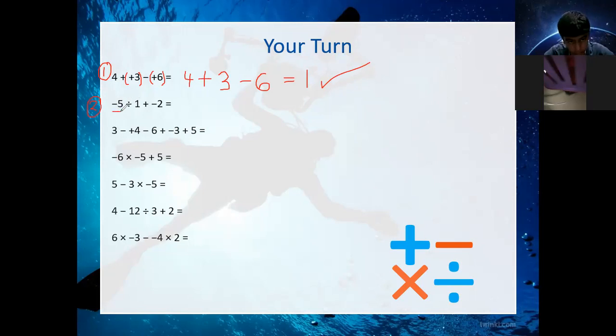Okay, look at this. -5 divided by 1 plus 2. So you know you must do the division first. What is -5 divided by 1? 5 divided by 1 is 5. And since there is a negative sign there, the answer is -5. Now this plus -2. This plus and the negative will become negative. So it will become -2.